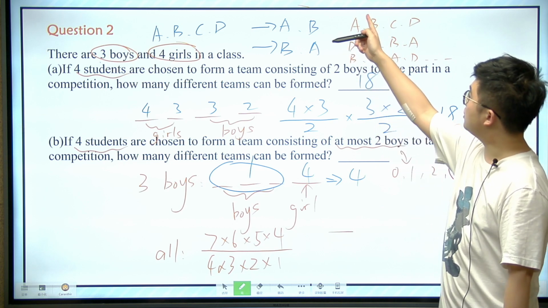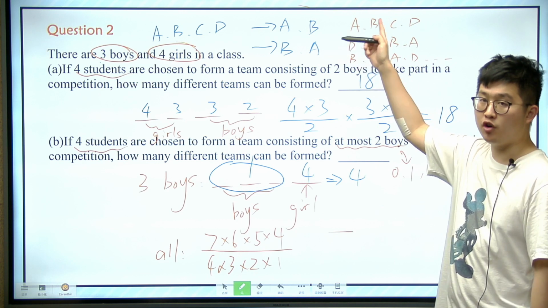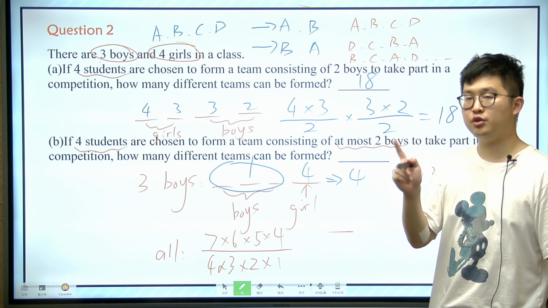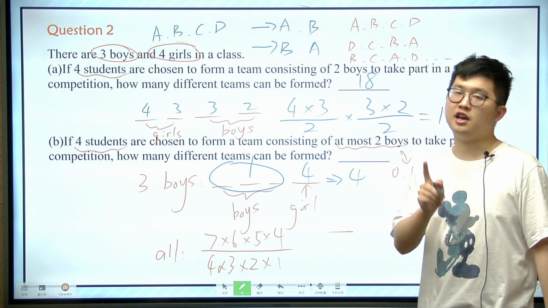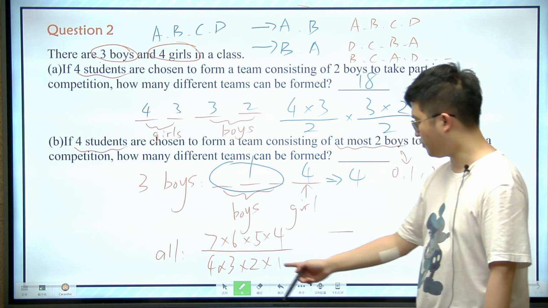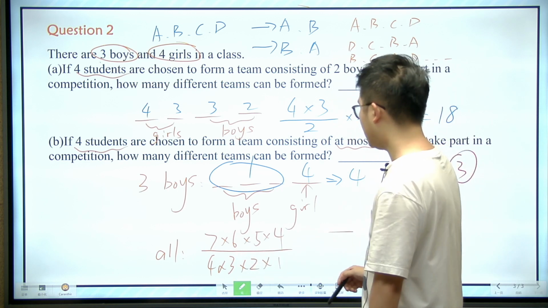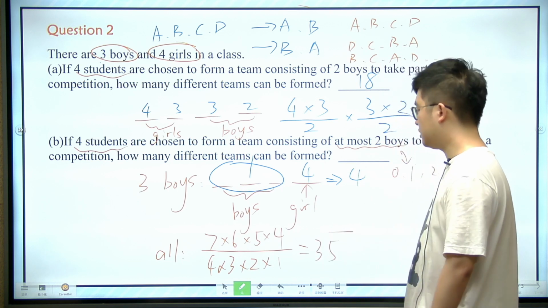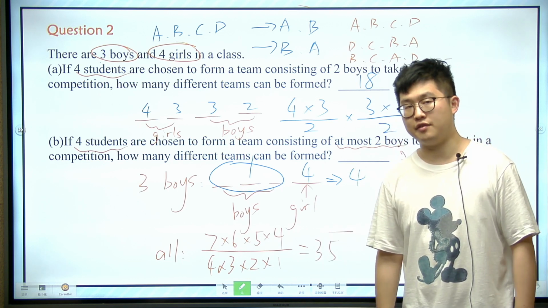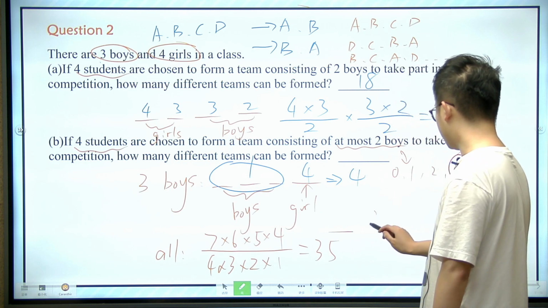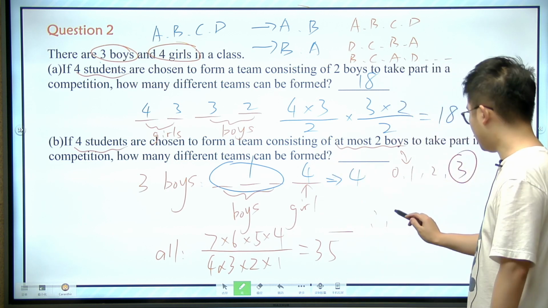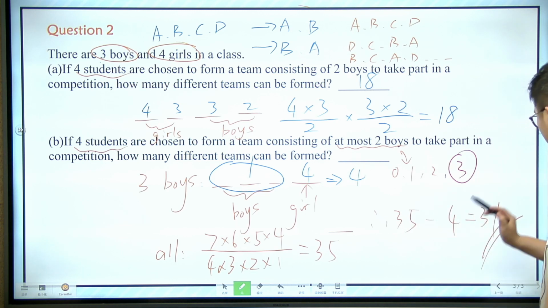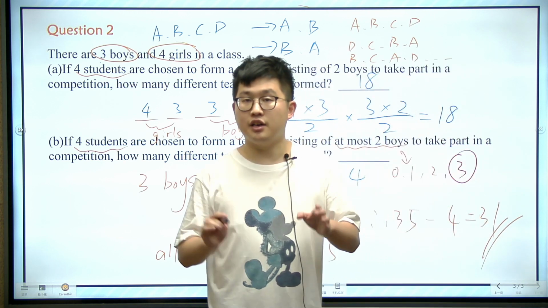Who can stand in the first place? There are 4 choices for the first place, 3 choices for the second, 2 choices for the third, and the last one is decided. So 4 times 3 times 2 times 1. Now, this is a little bit difficult, but still, the answer would be 35. So the real answer to this question should be 35 minus 4, which is 31. This is our final answer.